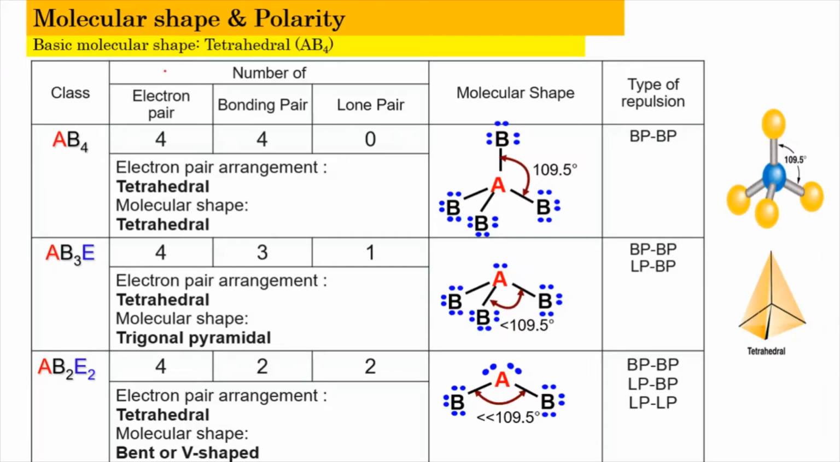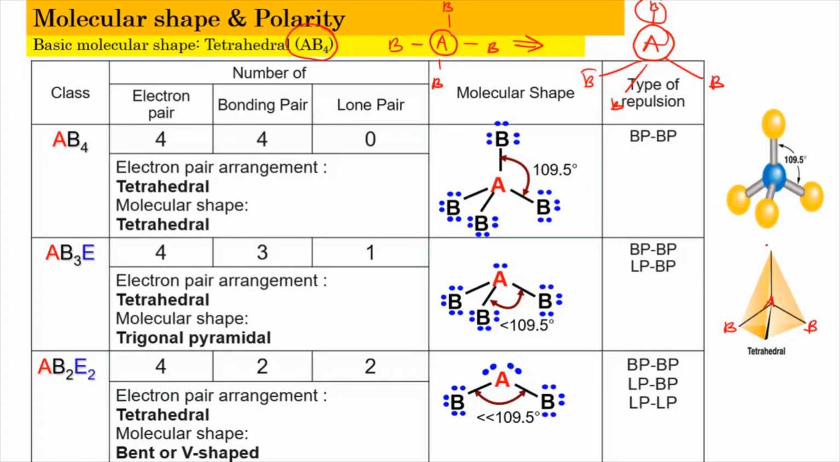Now we're going to look into the next basic molecular shape, which is tetrahedral, AB4. Usually, in the previous video, you have learned that A has 4 bonding pairs and you usually draw it this way. But in actuality, the central atom is going to be bonded with terminal atom B in this manner.